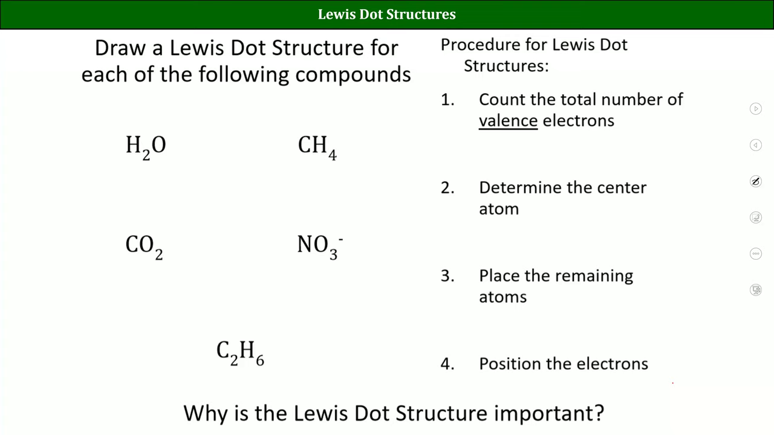All right, so Lewis dot structures. Here's the slide ripped right out of Gen Chem 1. When we first did this, we had a procedure: count your total valence electrons, figure out what goes in the middle, place the remaining atoms, and then move your electrons so that everything has a full valence.